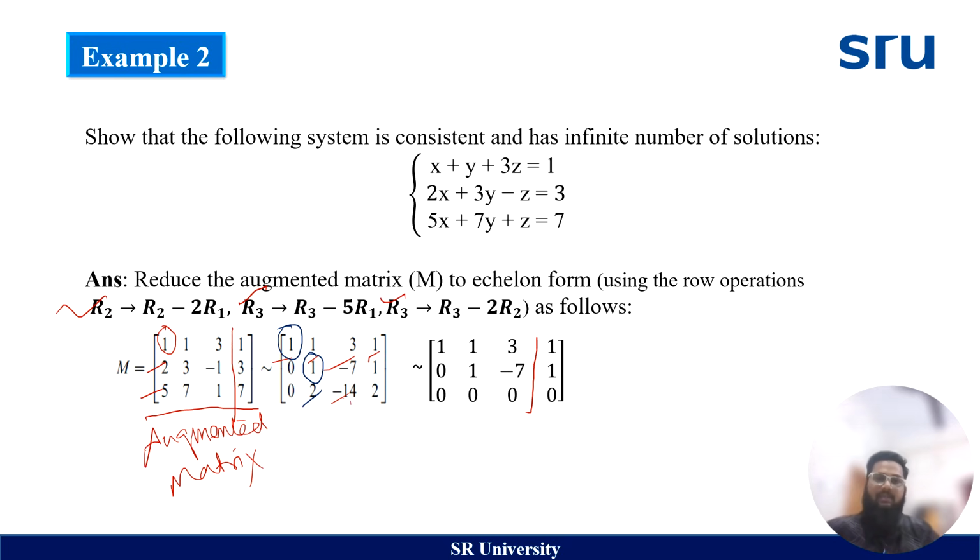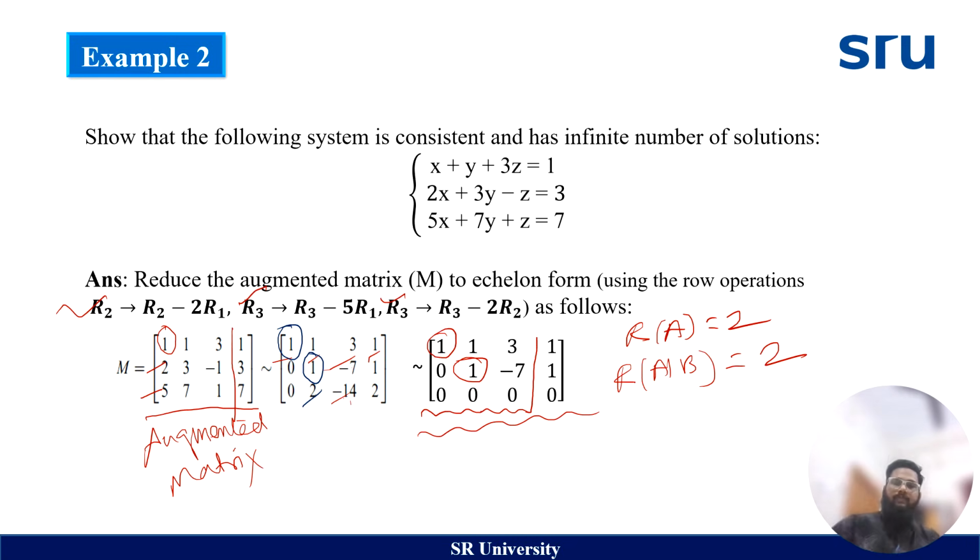Now if you see in the A case, here is A. How many pivots are you getting? 1 and 2. So the rank of A is 2. Right? And if you take the total matrix, then also the rank is 2 because there are 2 pivots only, because in the last row all are 0. There is no non-zero element in the third row, so you are not getting any pivot in the third row. So the total matrix, which is the augmented matrix, also has rank 2.